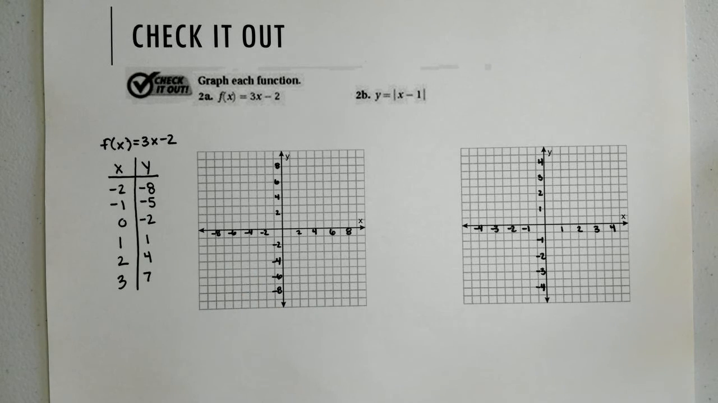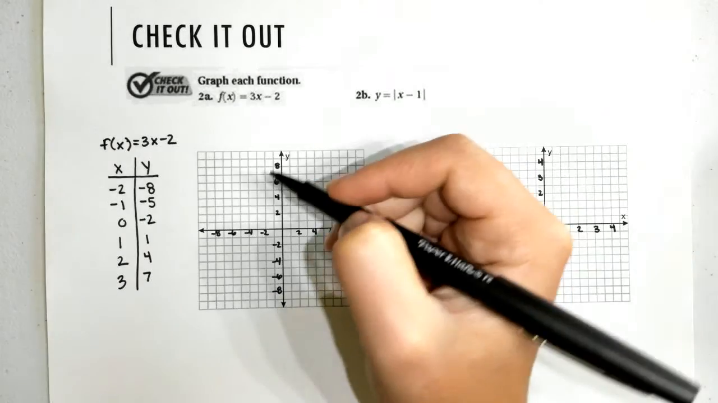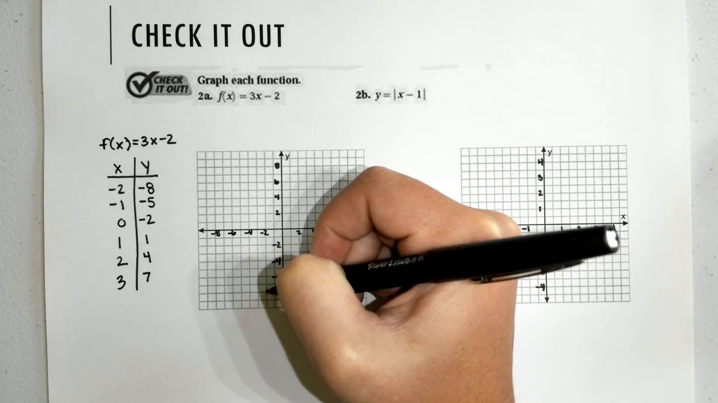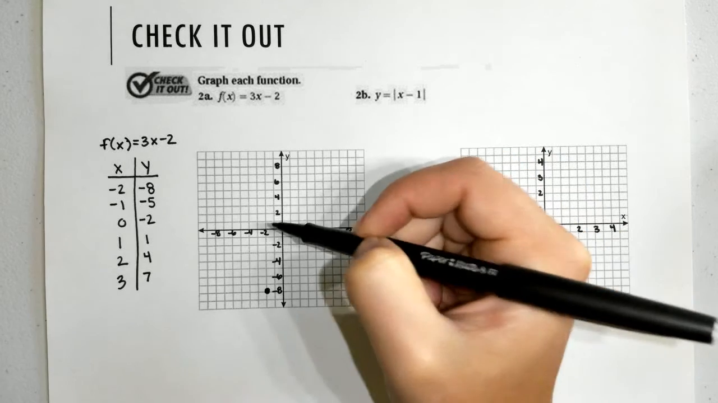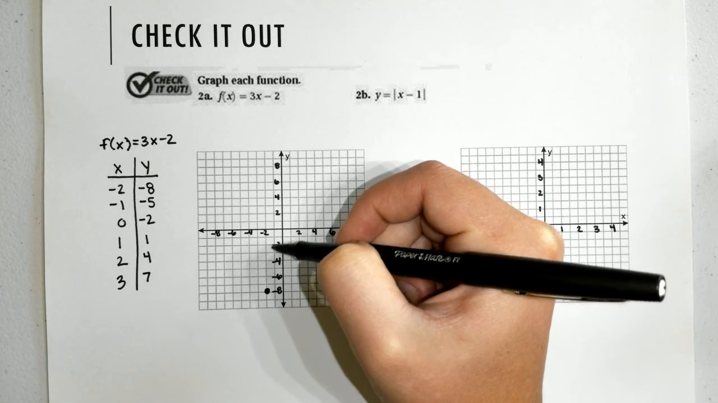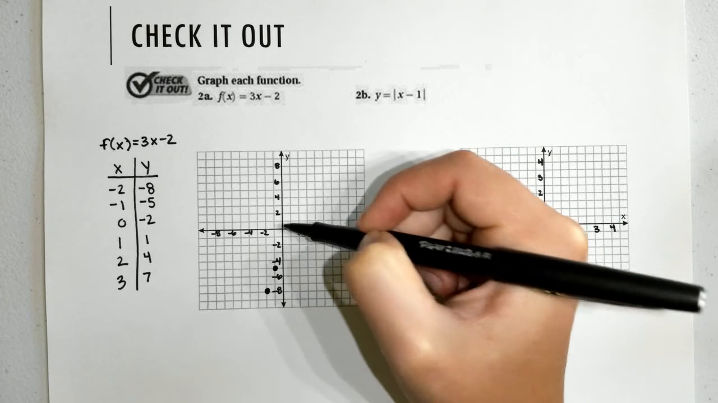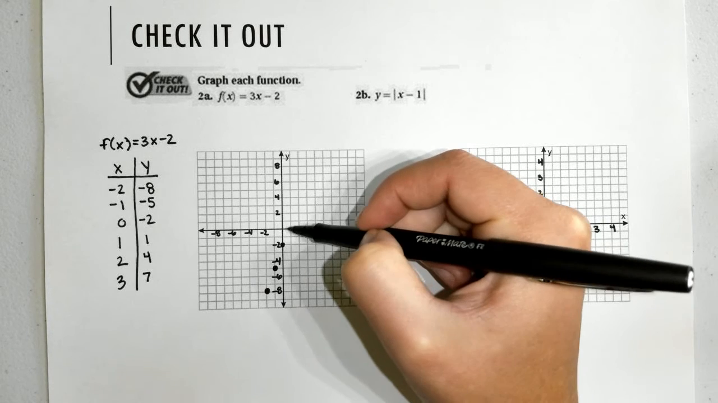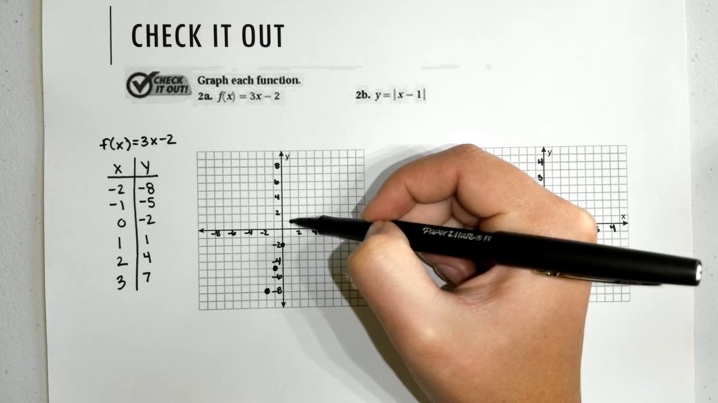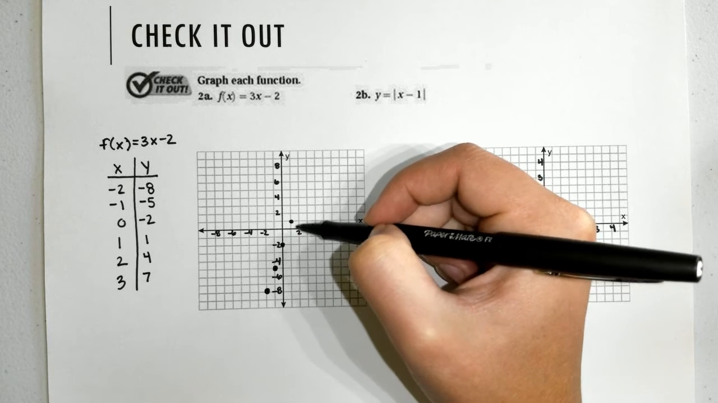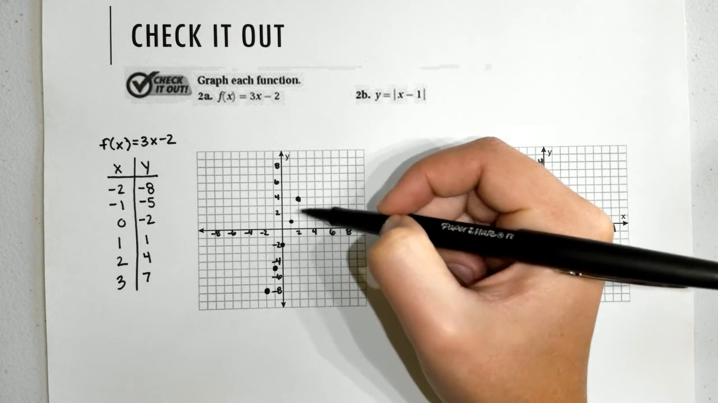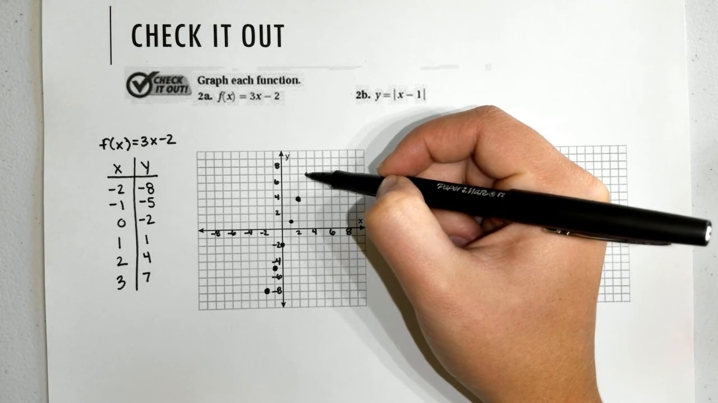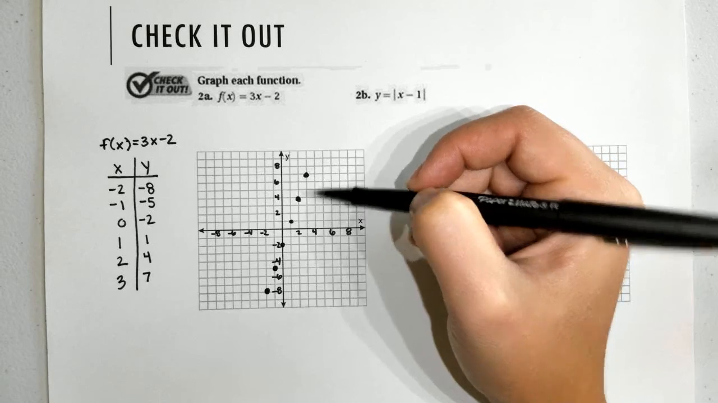So from here you can plot your ordered pairs. So (-2, -8), so left 2, down 8. (-1, -5), left 1, down 5. (0, -2), so 0 and down 2. (1, 1), so right 1, up 1. (2, 4), so right 2, up 4. And then (3, 7), right 3, up 7. So your graph would look something like this.